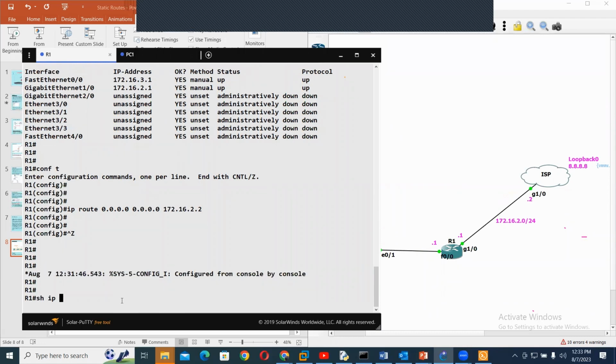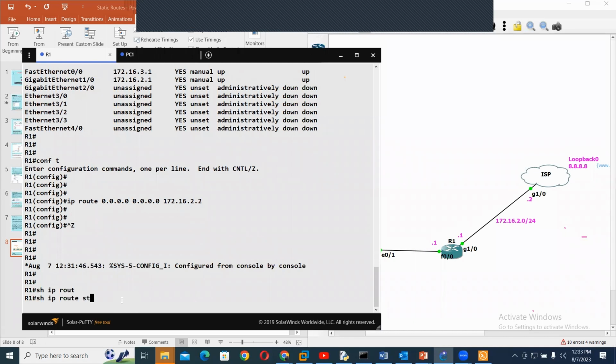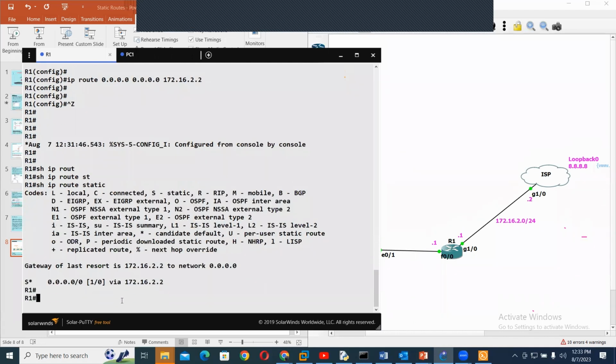Show IP route static. As you can see now, we have a star here. It means this is the default, the gateway of last resort. So any network, any host, any network to any subnet mask passes through here.